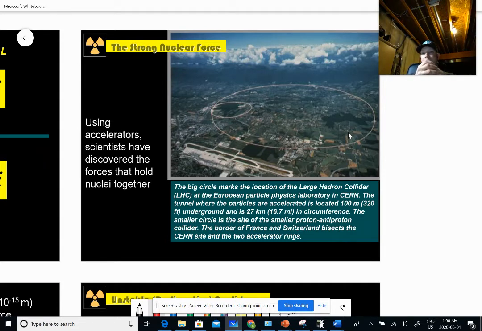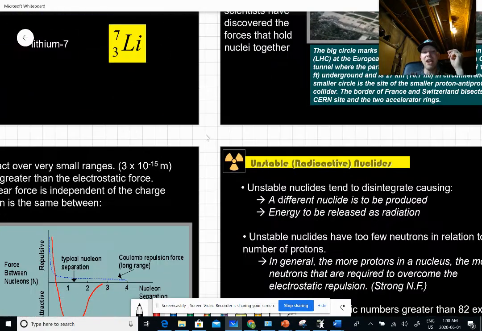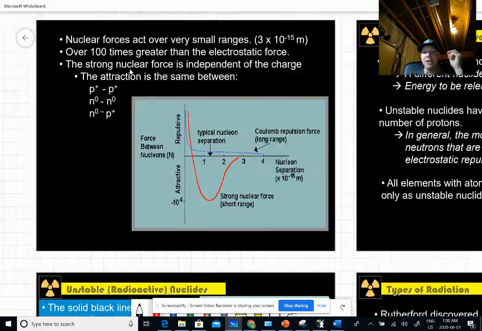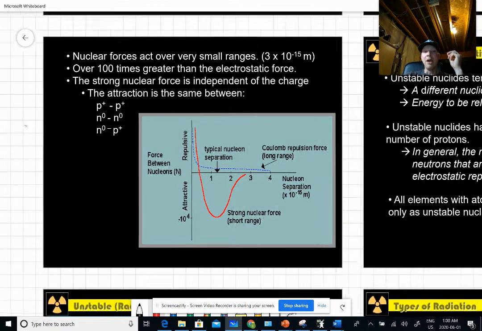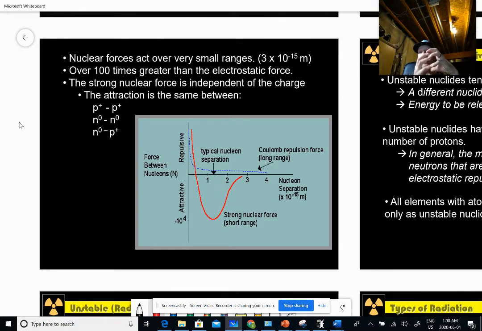So why does a nucleus hold together when you have all these particles that want to repel each other? Well, there's a force that is holding it together, and that force is called the strong nuclear force. The strong nuclear force acts between the protons and the neutrons, but it's a balancing act. The larger the nucleus gets, the harder it is for that strong nuclear force to hold it together. You get to a point, I think it's above 80 on the periodic table, where they have trouble holding together, so they are unstable and they will decay naturally.